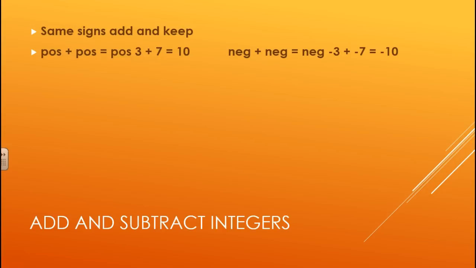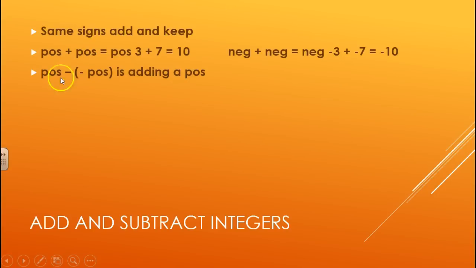Adding and subtracting integers. If they are the same signs, you add and keep. Positive plus a positive, positive answer. 3 plus 7, 10. Obvious. A negative plus a negative is going to be a negative answer. Negative 3 plus a negative 7, negative 10. That one we got.